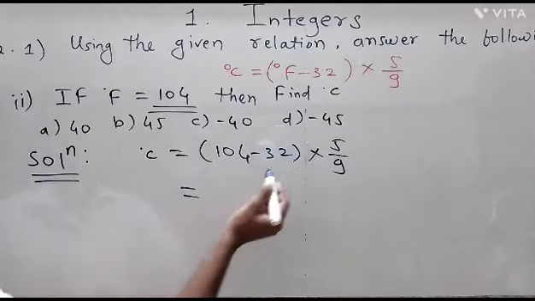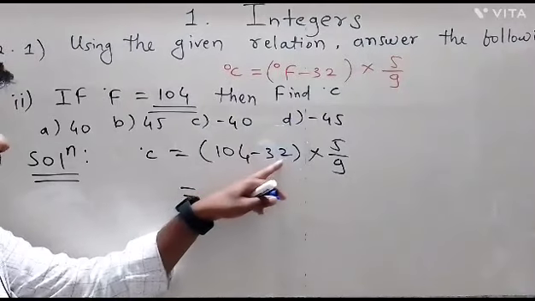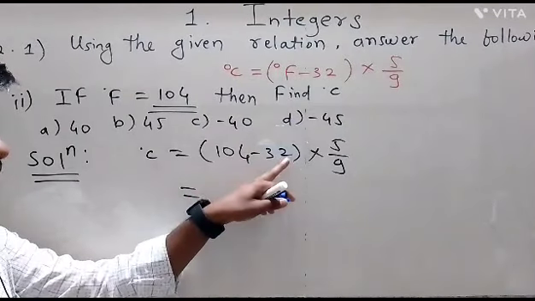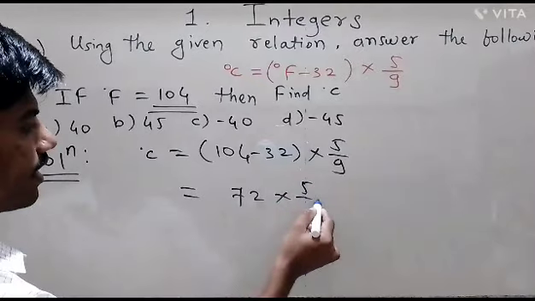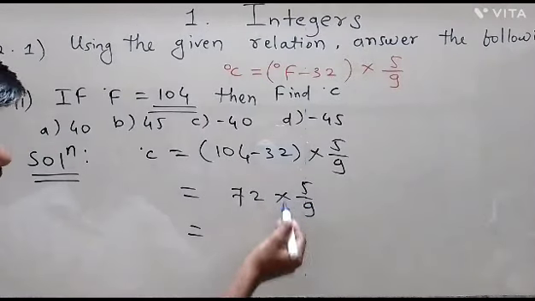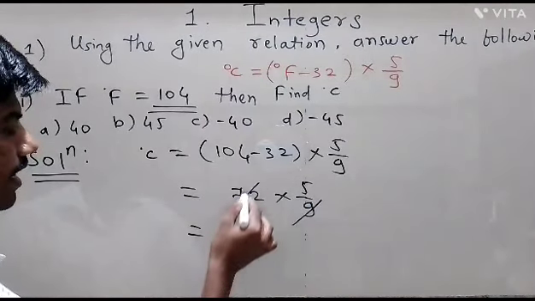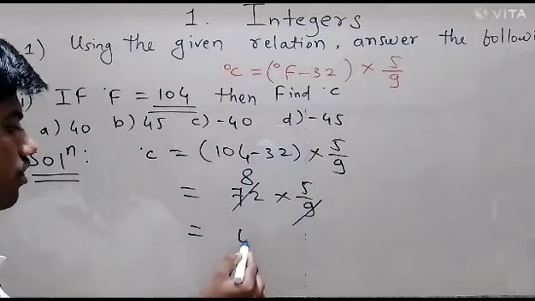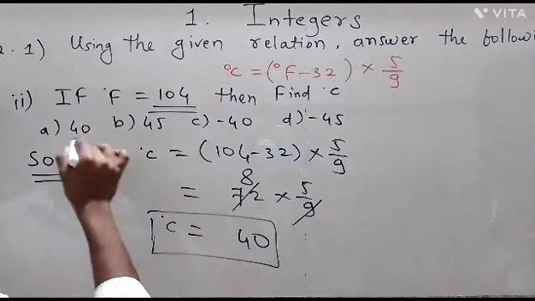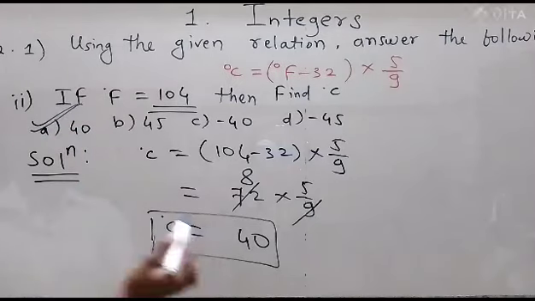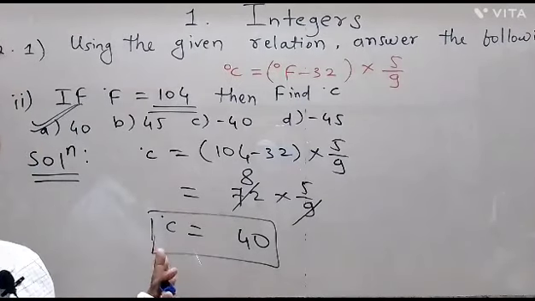Minus 32 gives 72, then 72 into 5 by 9. It's so simple: 9 ones are 9, 9 eights are 72, 8 fives are 40. So degree Celsius is equal to 40, and the final answer is A.